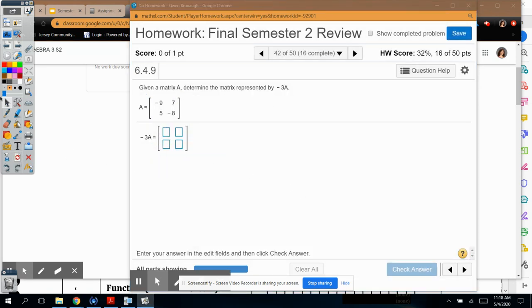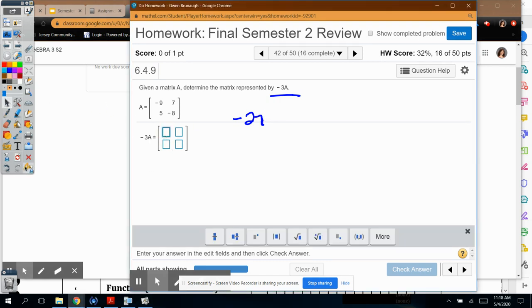Okay. Find negative 3 times matrix A. Just take negative 3 times all of these entries. So negative 9 times negative 3. Oh, I don't know why I put a negative there. That'll be a positive 27. So we're going to be careful with signs. That's going to be a 27. 7 times negative 3 is negative 21. Negative 3 times 5 is negative 15. And negative 3 times negative 8 is positive 24.